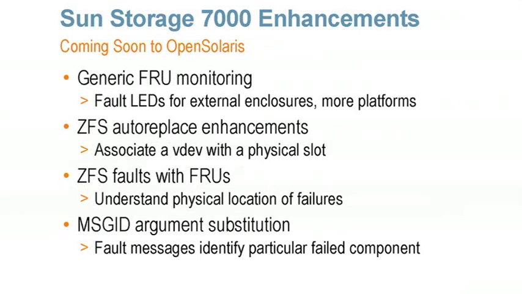ZFS faults with FRUs. Right now in OpenSolaris, you get a ZFS fault. All it says is VDEV 0X74ZDE is faulted. And you have to go type zpool status and figure out what that is. In the 7000 series, soon to come to OpenSolaris, there's actually a FRU associated with that. So instead of just getting that, it'll tell you disk 47 of storage enclosure, whatever, has failed.